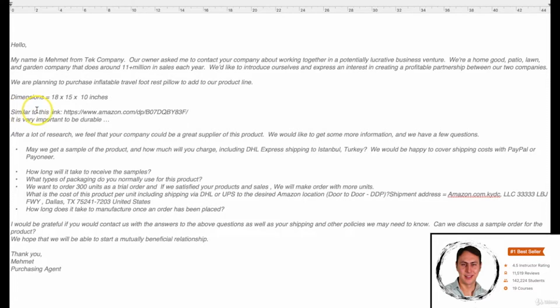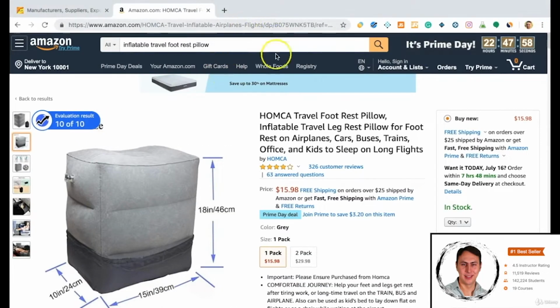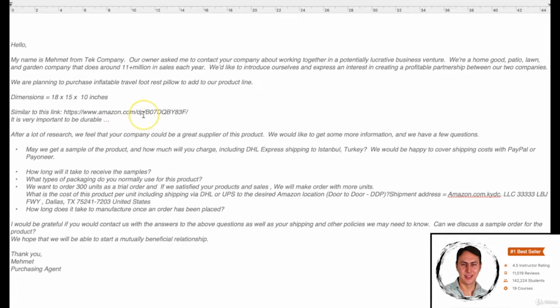There is a section which starts with "it is very important to be durable." It is an important section. What is important for us? We will mention it here. You can start with "it is very important." How can we learn it? We have learned it in our creating a difference step.